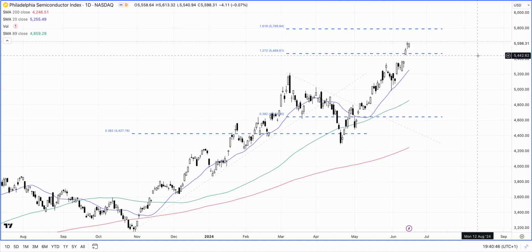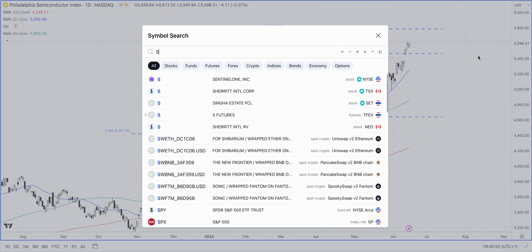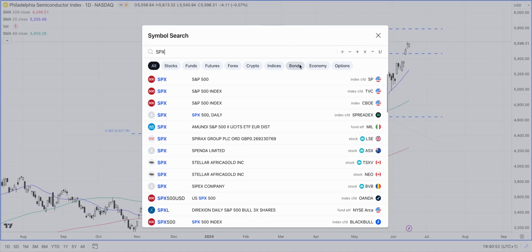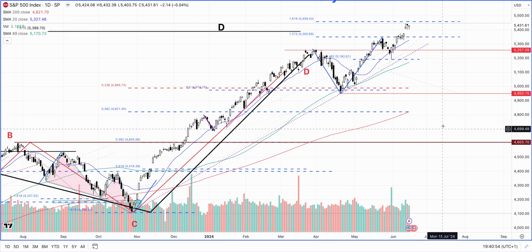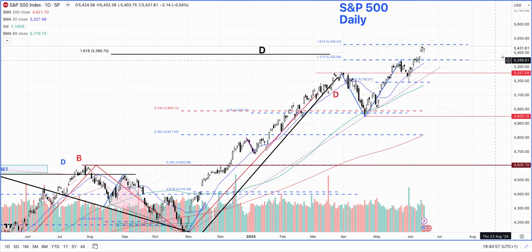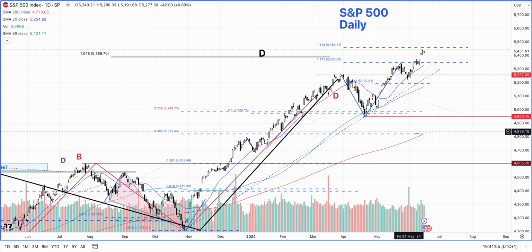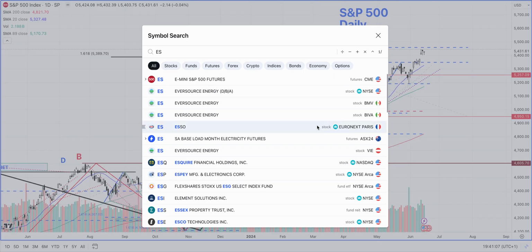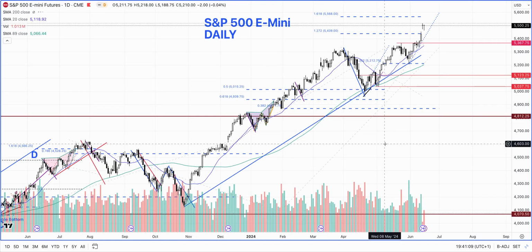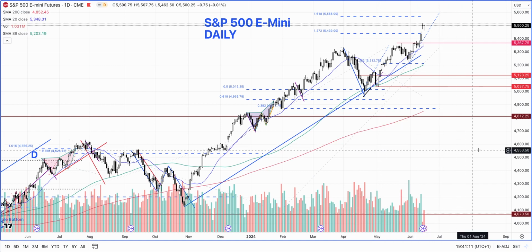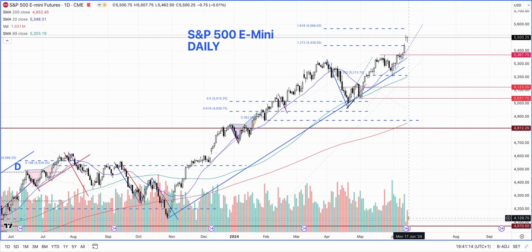Now, finally moving into the stock indices. So let's start with the S&P 500 cash. This one on the daily is really tagging into this 5460 level that we had discussed. It's just gone into a trading range. It's more easily seen on the E-mini futures. This is S&P 500 E-mini futures. You can see the volume.